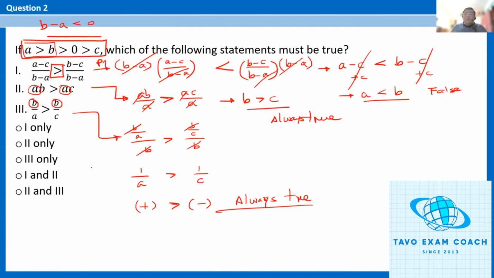So we need to pick our answer choice. That would be statements 2 and 3. 2 and 3 must be true.